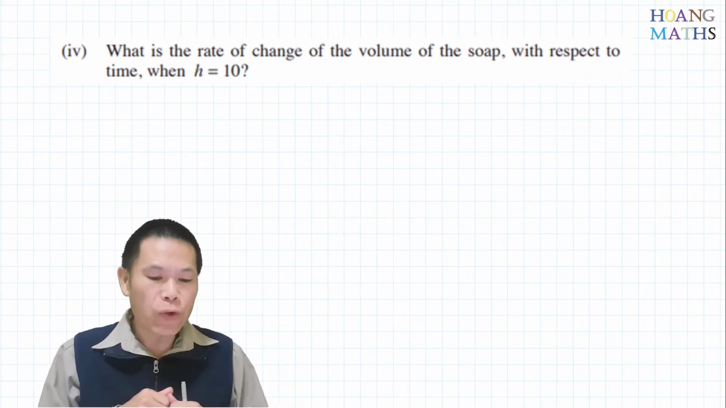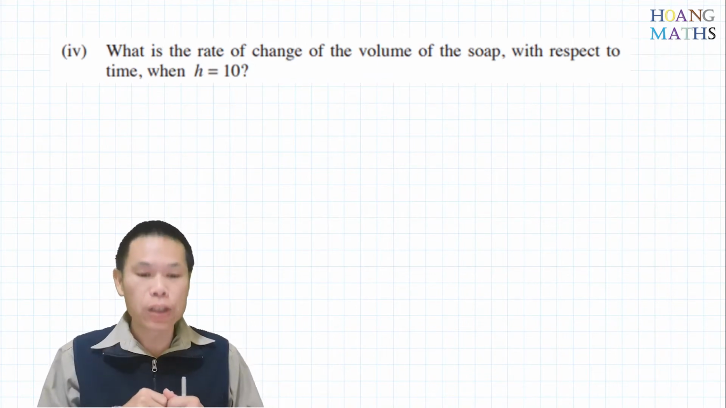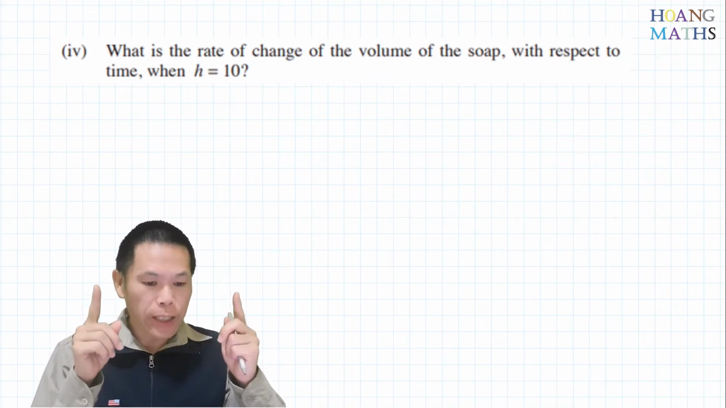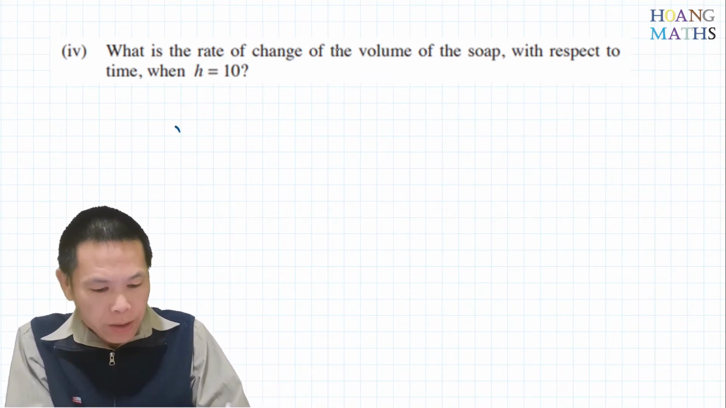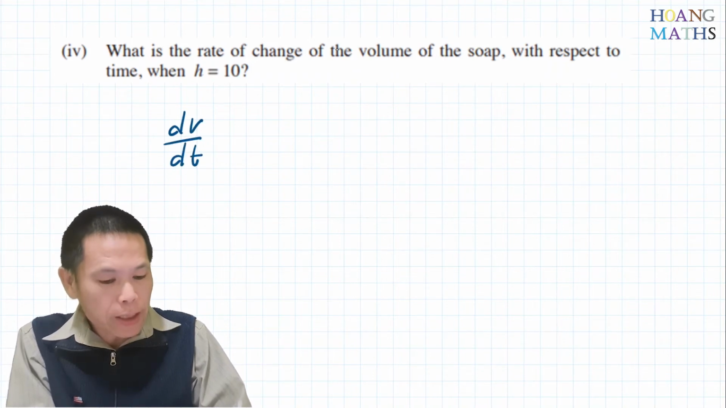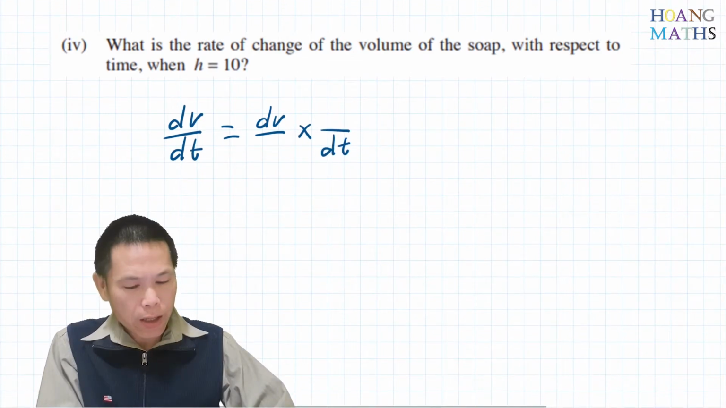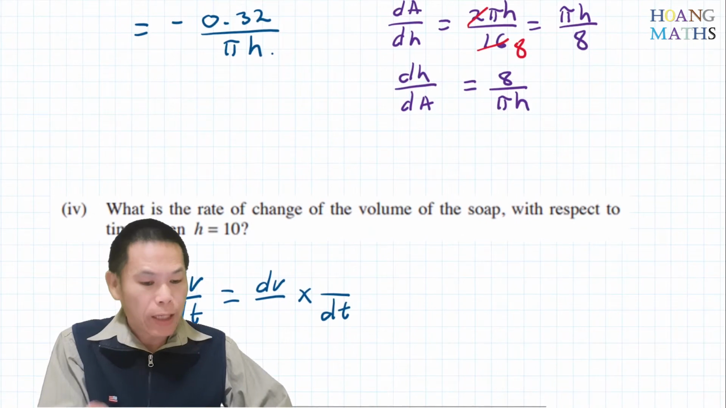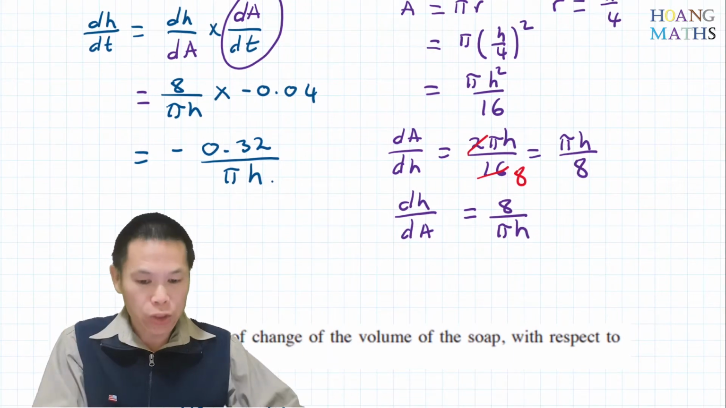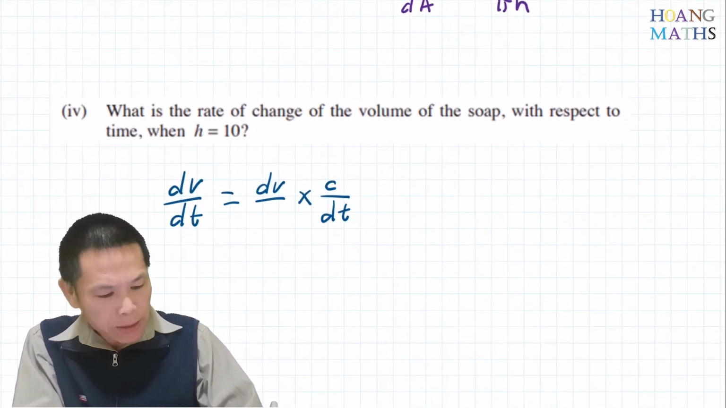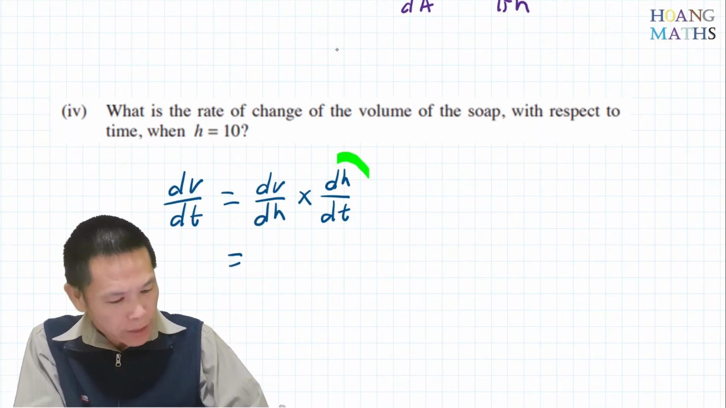Part 4. What is the rate of change of the volume of the soap with respect to time when h is equal to 10? So we need to find dV/dt, in other words. Let me just write this down. dV/dt is dV over dt, and we already found dh/dt from the previous part, so we can just use dh. So this is exactly the same as dh, and this is dh. And we already found dh/dt.